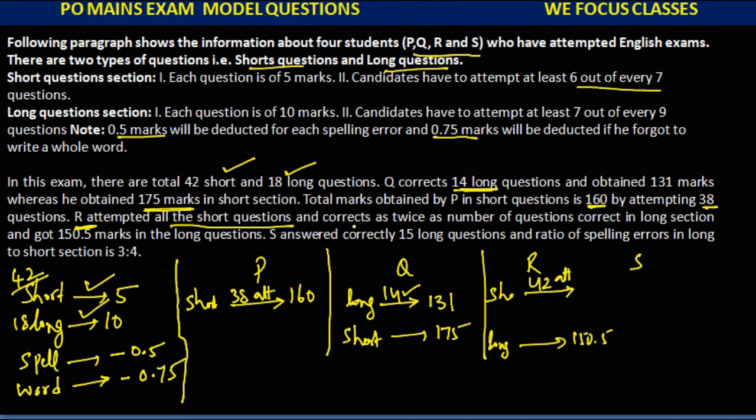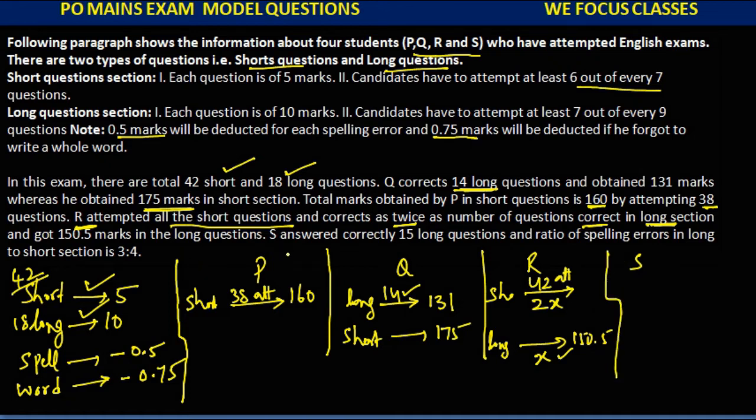In the meanwhile, he attempted all the short questions and corrected twice as many questions as in the long section. It means if he corrected some questions in the long section, he corrected twice that number in the short section. So let us say in the long he corrected x questions correctly, then in the short he corrected 2x questions. Okay, it is about the correct. So this is the information given about R.